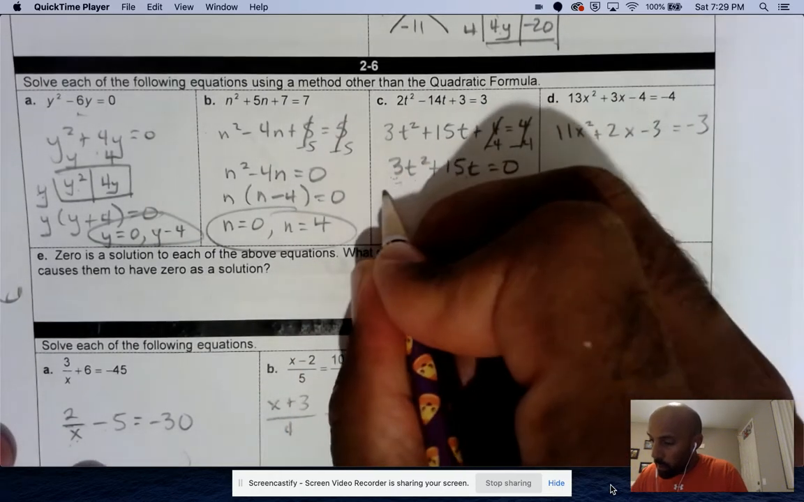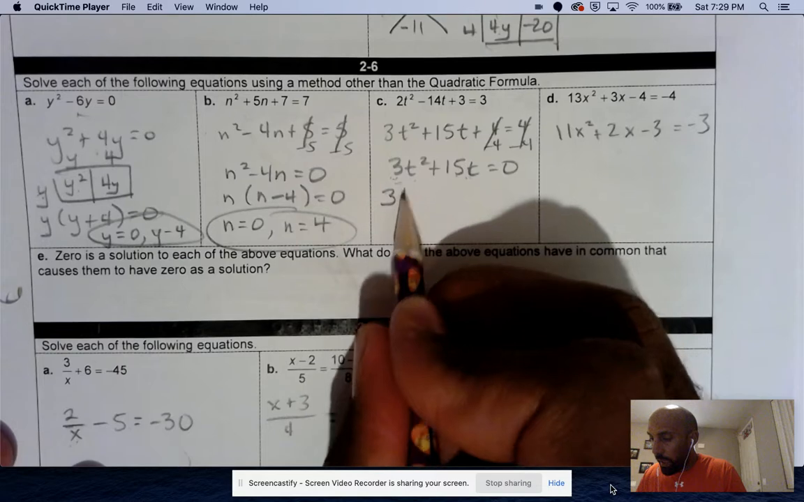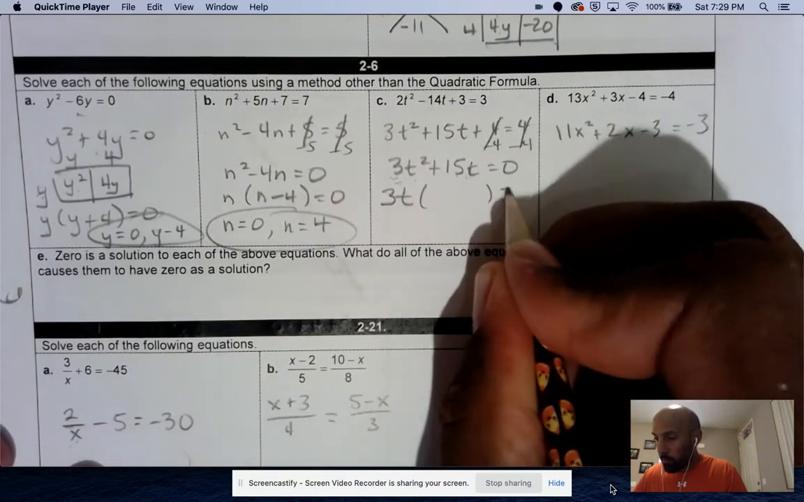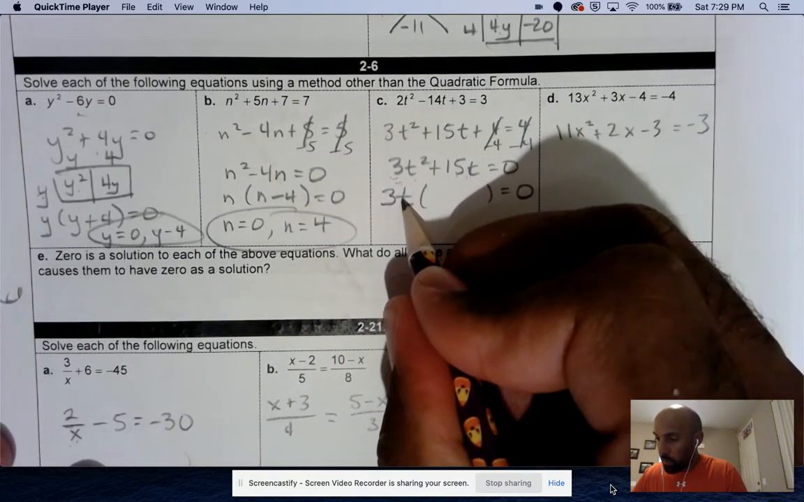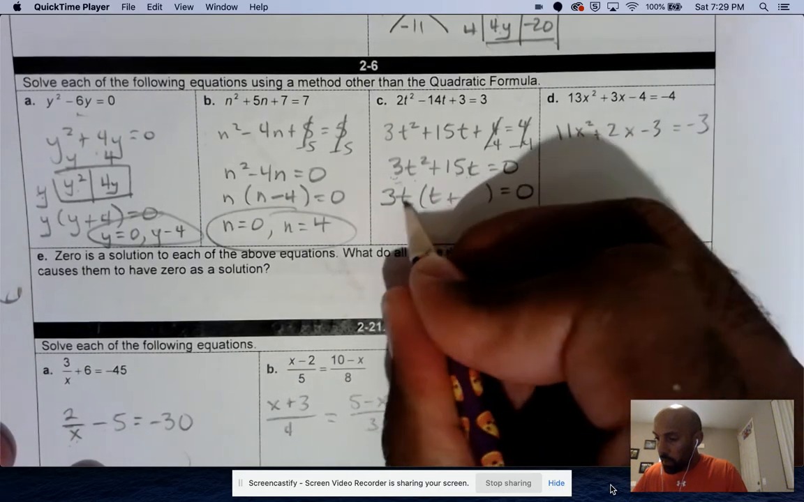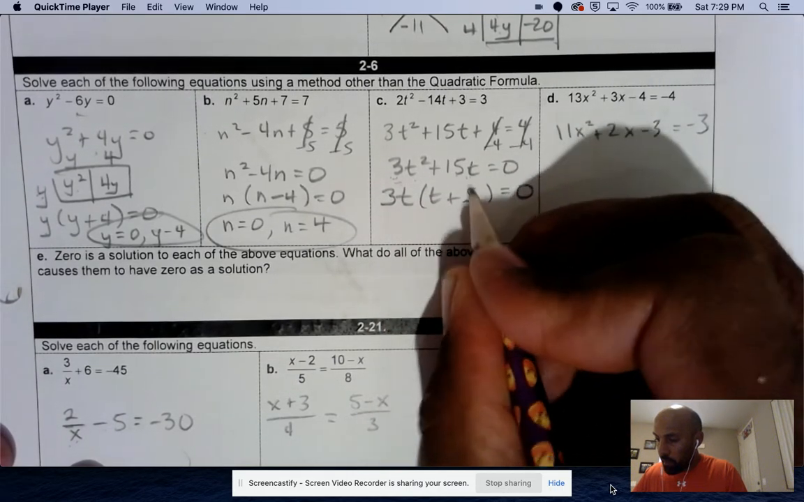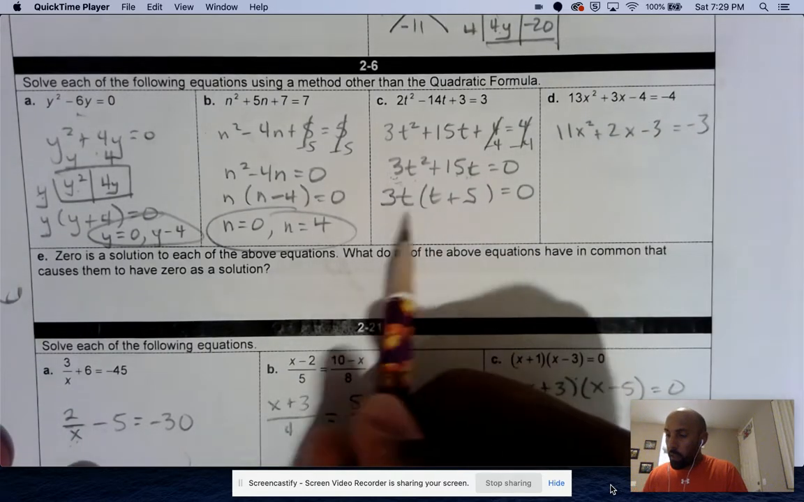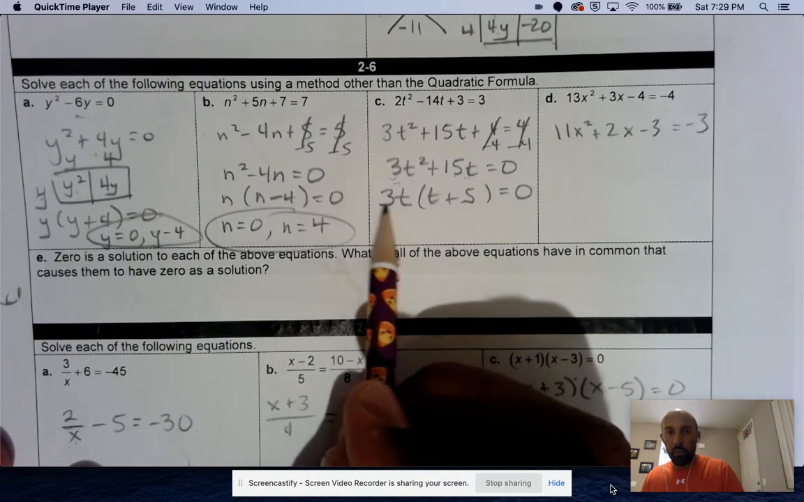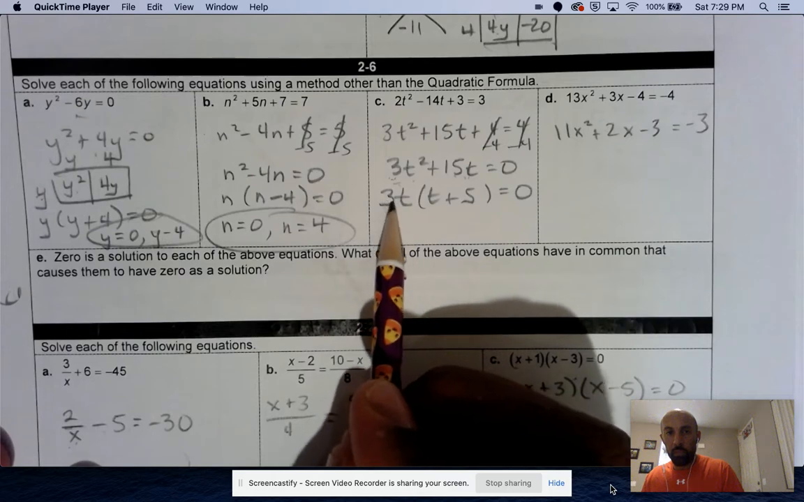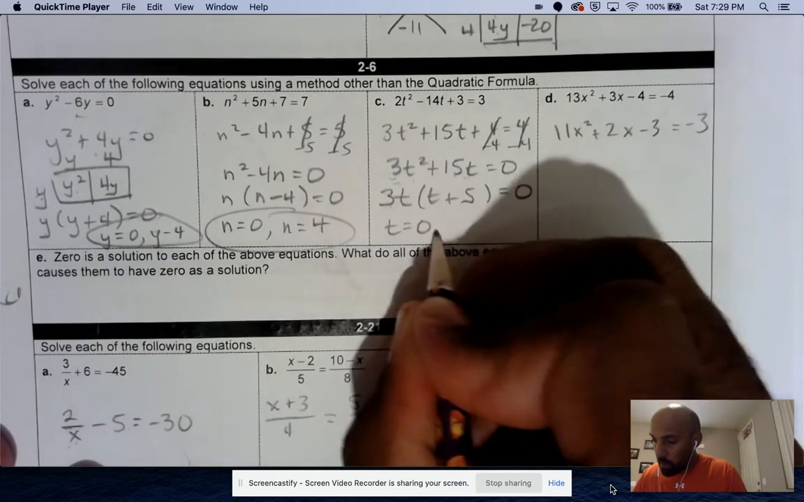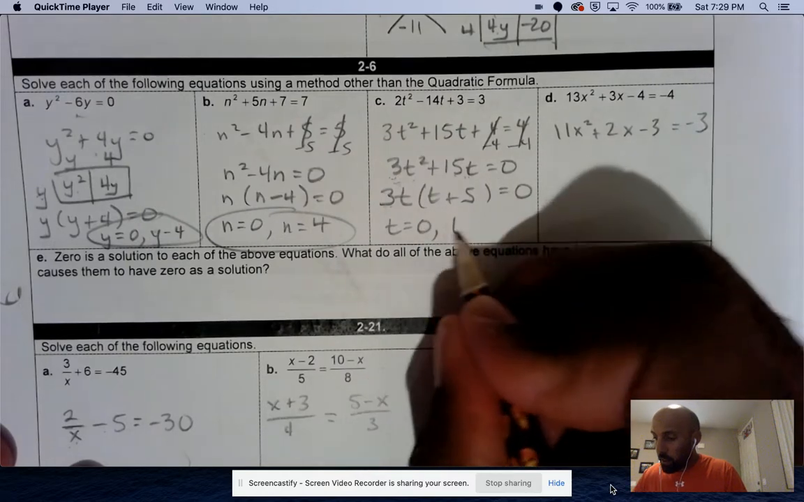So 3 and t are a common factor, and I'll put those in front. 3t times t gives me 3t squared, and then 3t times 5 gives me 15t. Now you might be wondering, what answer do I get from 3t? Well, what number would you multiply times 3 to get 0? 3 times 0. So that doesn't really change. And then here I get negative 5.